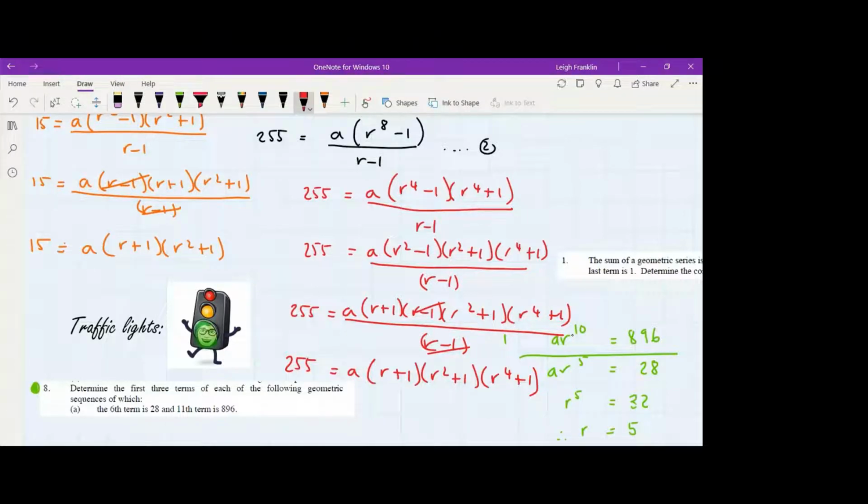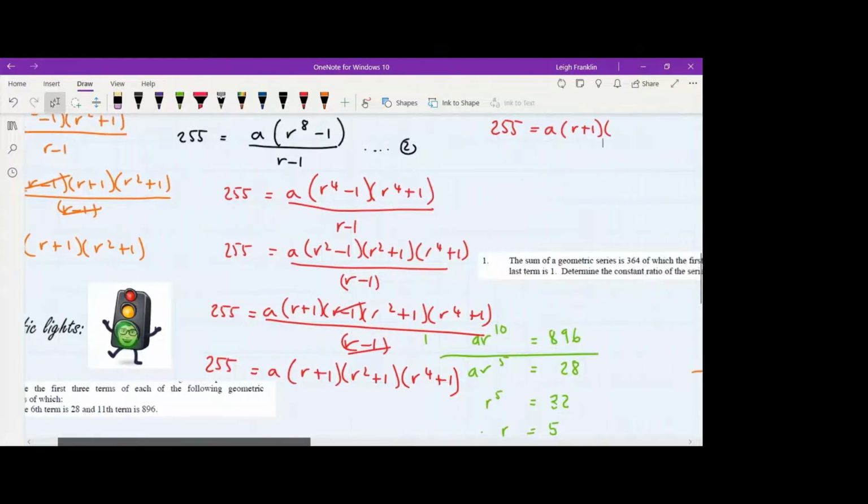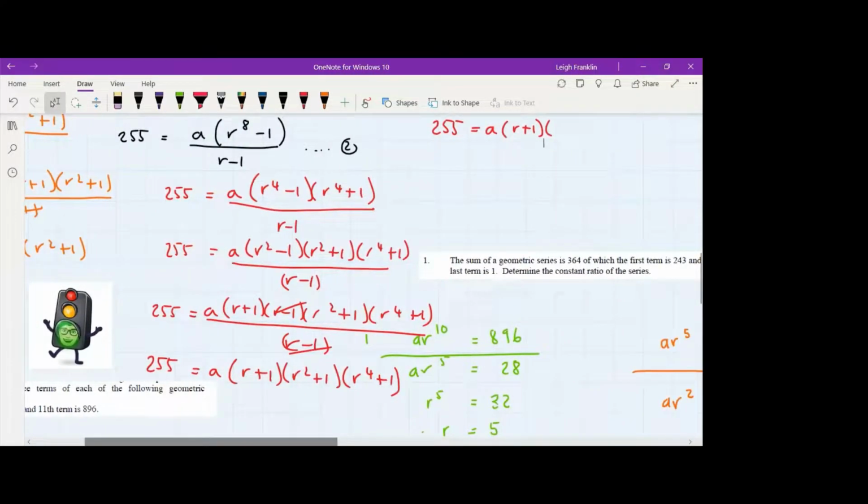So what we could do is we could divide again. What I'm going to do is put the red equation up here at the top. So let me just write it over here and I'll write it a little bit neater. So we've got 255 equals A, r plus 1, r squared plus 1 times r to the power of 4 plus 1.